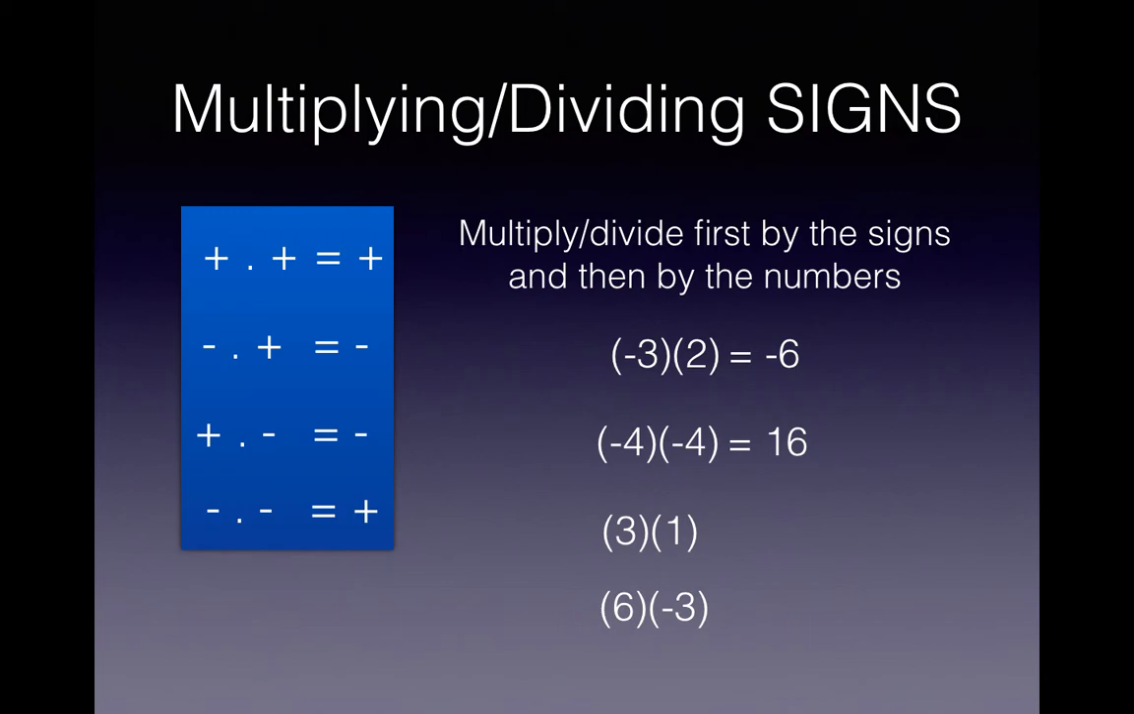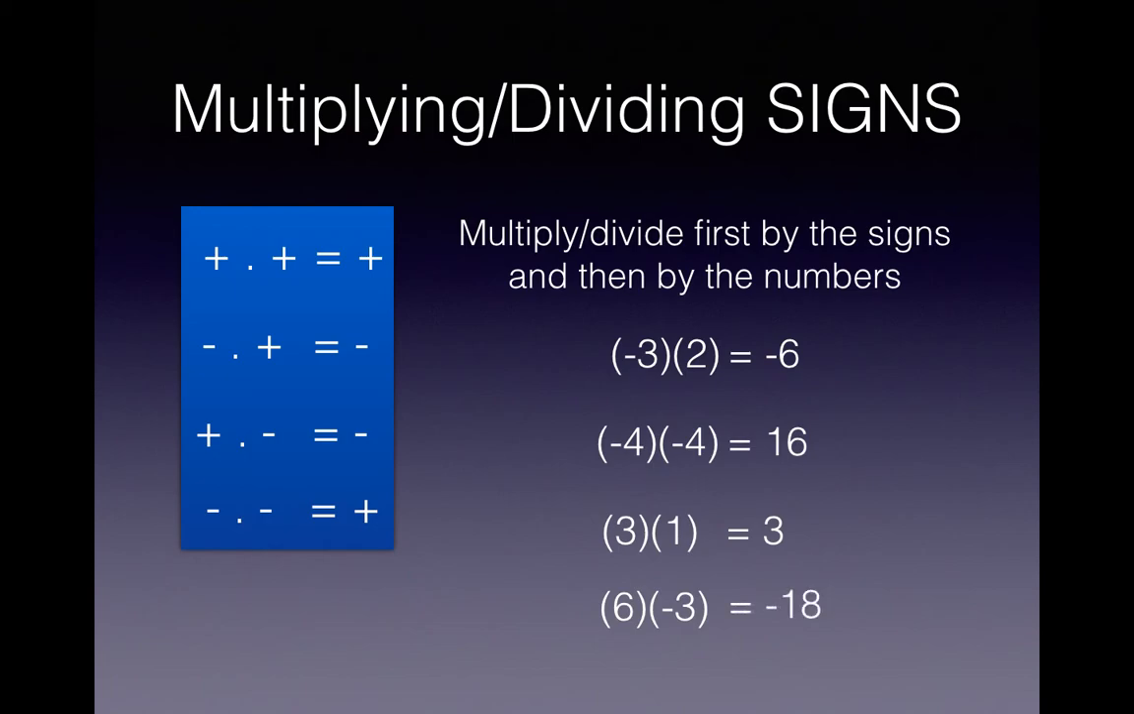Now in the next case, we have 3 by 1. Well, there's a hidden plus in front of the 3, and there's a hidden plus in front of the 1. So if we multiply the plus in front of the 3 by the plus in front of the 1, plus by plus gives you plus. And then 3 by 1 gives you 3. Again, that's plus 3. And the last one, we have plus 6 multiplied by minus 3. So the plus in front of the 6 and the minus in front of the 3, plus by minus gives you a minus, and then multiply the 3 and the 6 together to give you minus 18 in total.